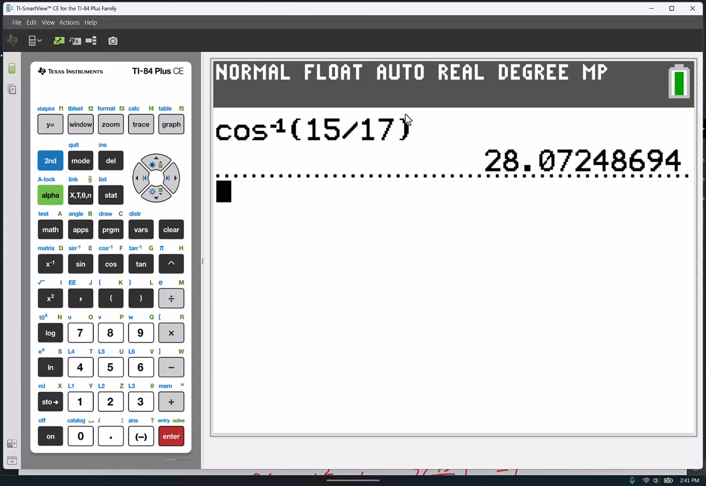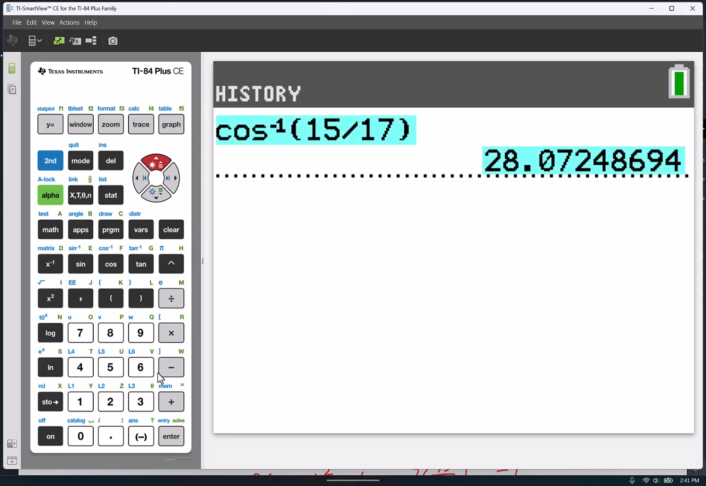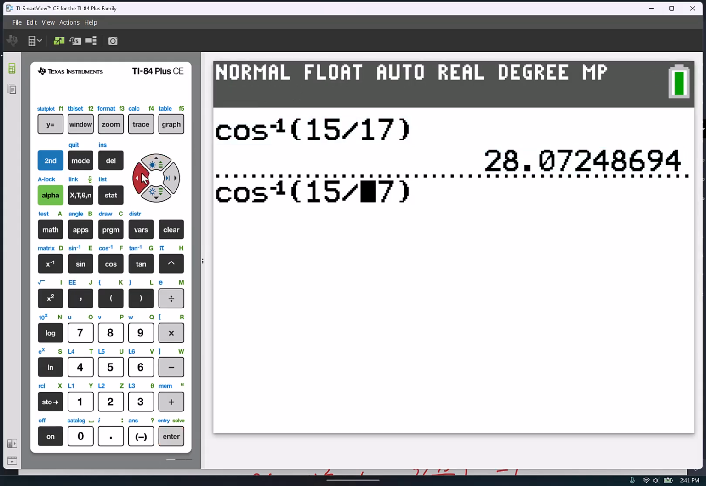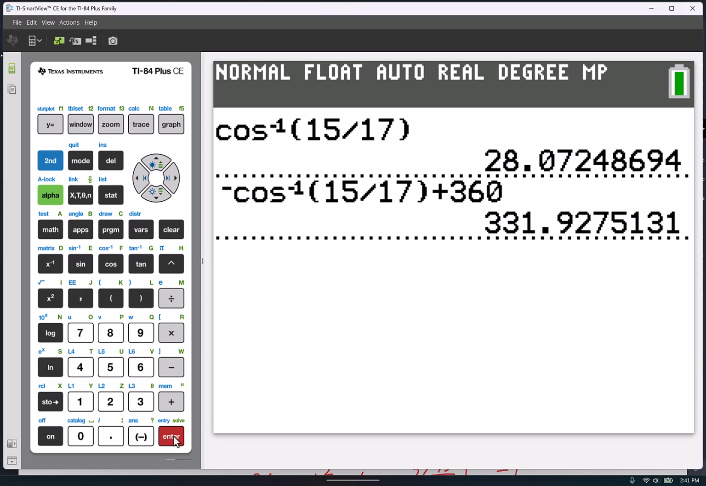so negative 28. So I'm going to do it again because I want the exact. So I'm going to put that in here and I'm going to put a negative in the front. I could have done it with that one, right? But I want to make sure that it's the exact. And I'm going to put plus 360. It's 331 degrees in quadrant 4. I'm going to store this. Make sure it says A and S, so it takes all the registers. And I'm going to store this to A.